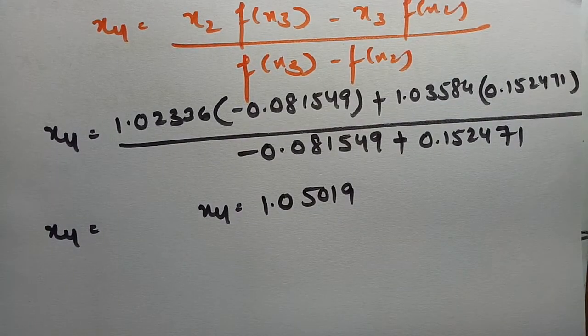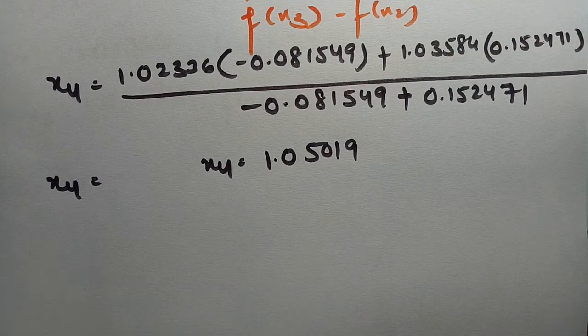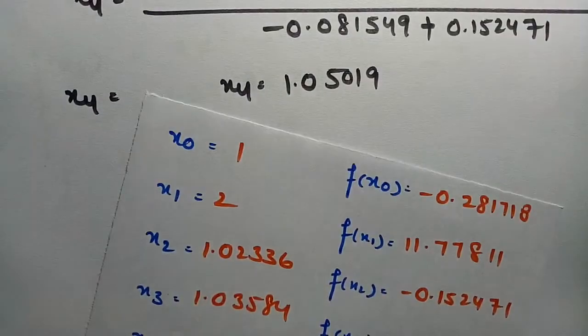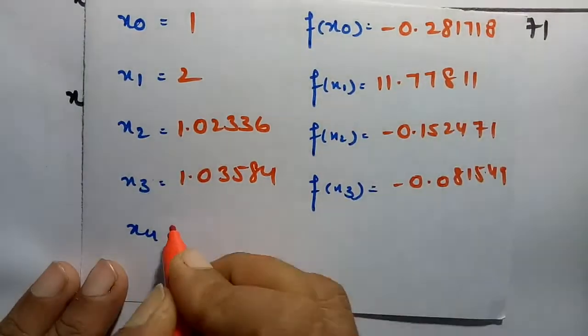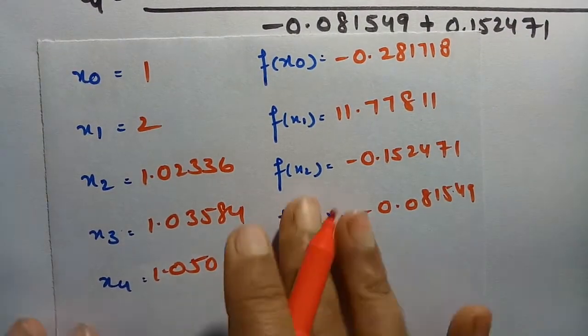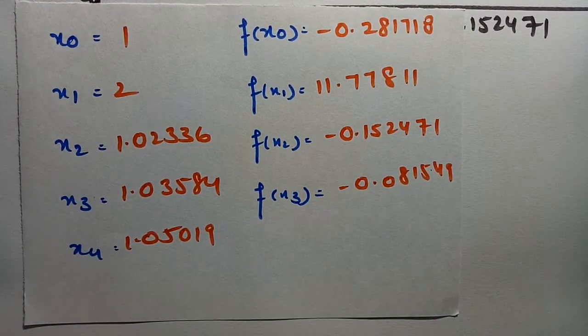So after getting this x4 value, we have to again find out the value of, so where I have substituted this one. So all the values are ready here, that is our value, 1.05, this is 0.19, and again I have to find out the value of f of x4.